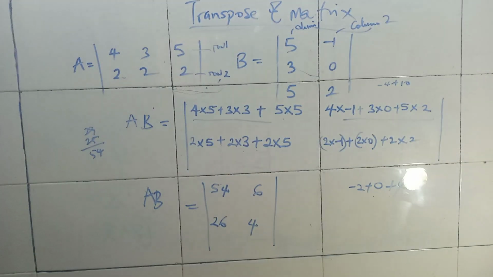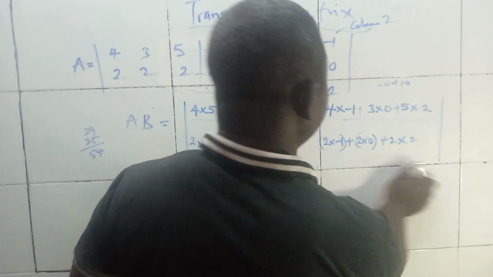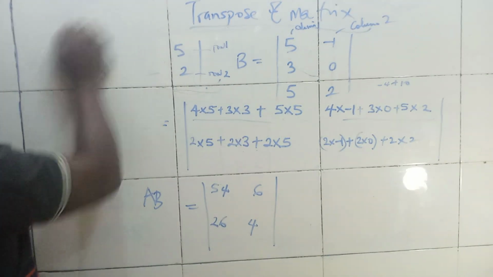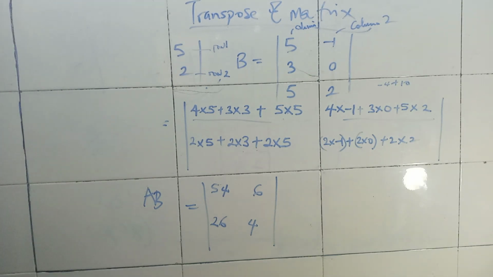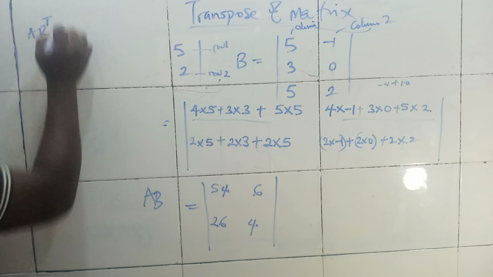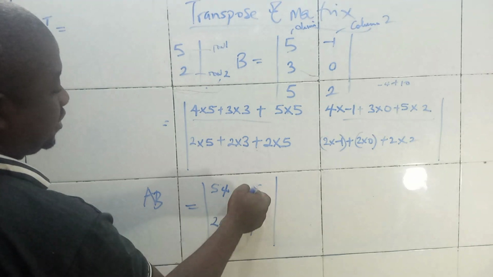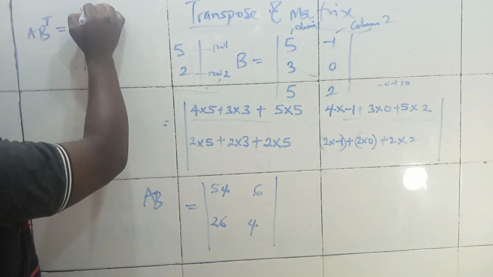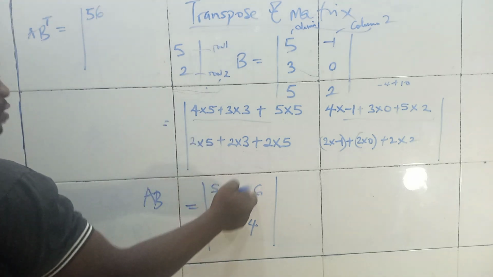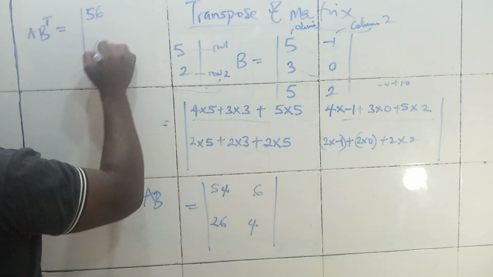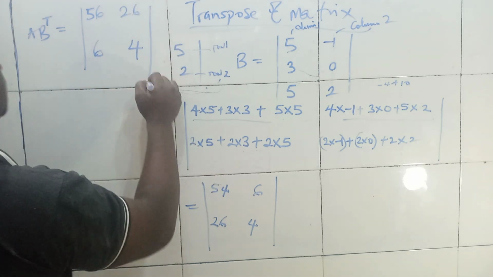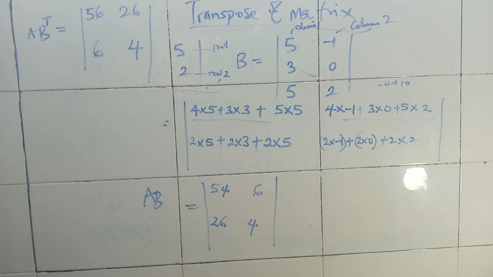The question says AB transpose. So AB transpose is now equal to, if you look at it, you just interchange this with this. So you're going to have 54. This one will now transpose to 6. Then you have 26, and we have 4. So that's all about transpose, and you're good to go.